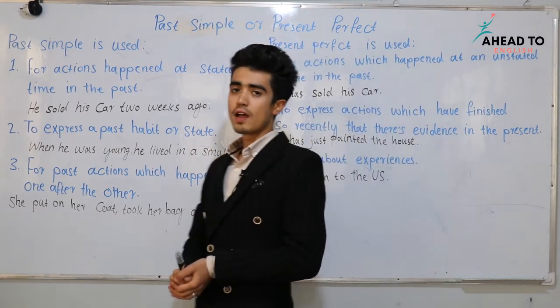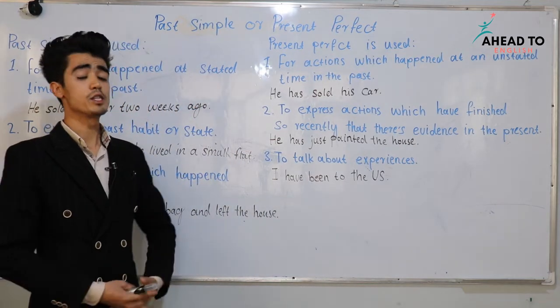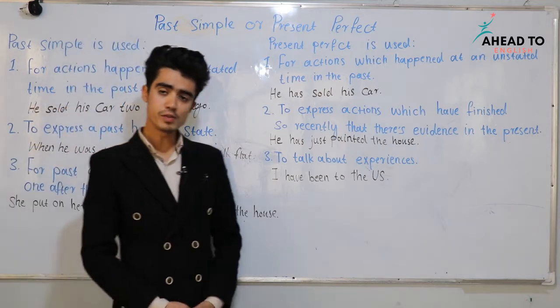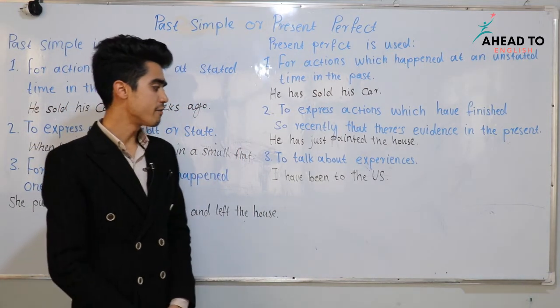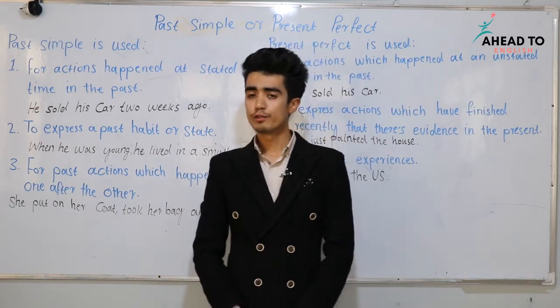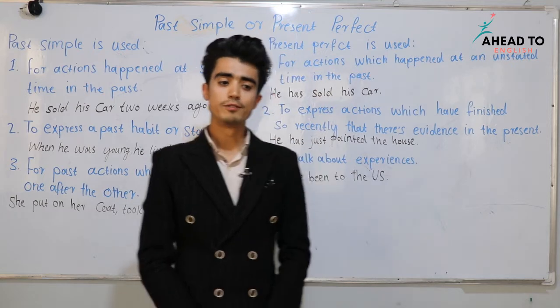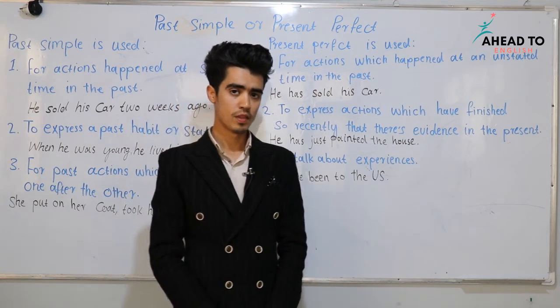But we use present perfect tense to talk about experiences of life. When you want to talk about experiences, we use present perfect tense. For example, I have been to the US, where I have met a lot of famous people. Or I have watched this movie several times.